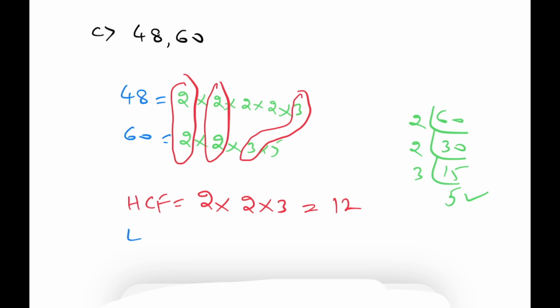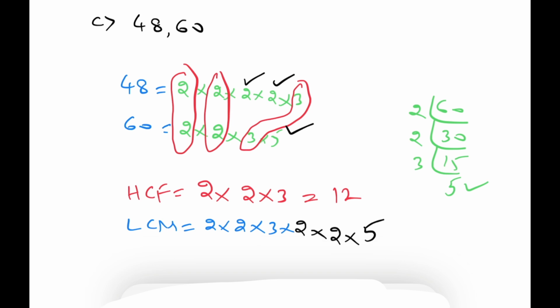Now writing the LCM. First write the numbers which are common. 2 common, again 2 common, 3 common, into write all the extra numbers which are involved here. 2 is extra, write it, into again one more 2 is extra, write it, into here 5 is extra, write that 5 also. Now let us multiply these all, we will get the LCM of the given numbers. 2 2s are 4, 4 3s are 12, 12 2s are 24, 24 5s are 120, 120 2s are 240. So the LCM of 48 and 60 is 240, whereas the HCF is 12.